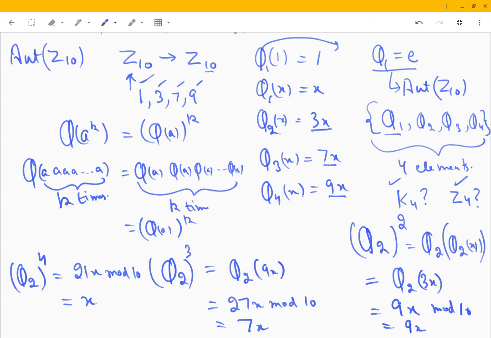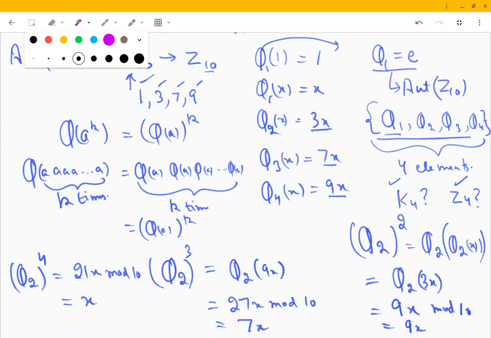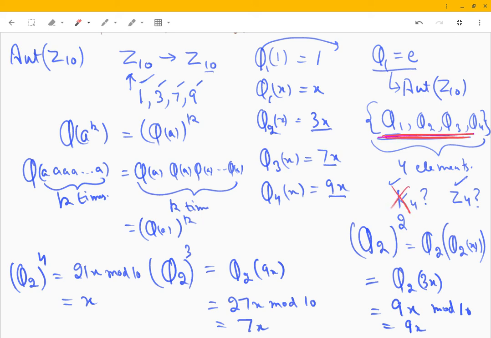Okay. So phi 2 has order 4. Enough for me to conclude that, wait a minute, this thing, I'm sorry for this, this thing is not K4. It is indeed Z4 because it has an element of order 4. So Aut Z10 is isomorphic to Z4.